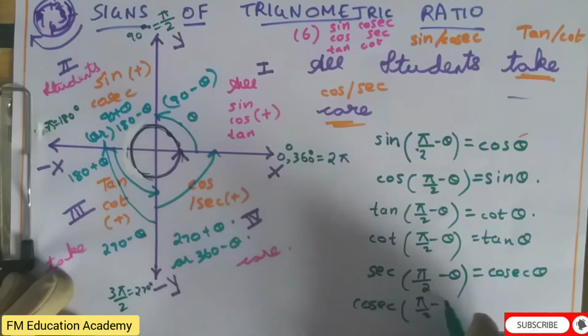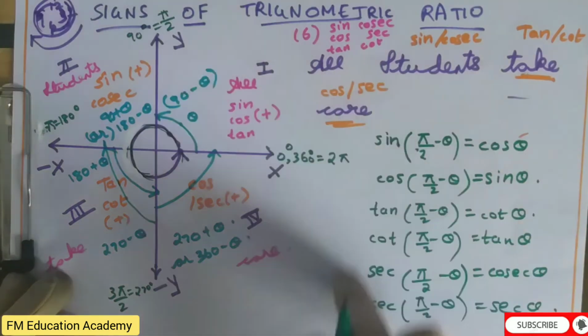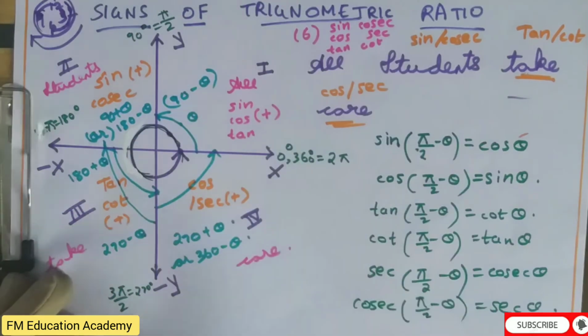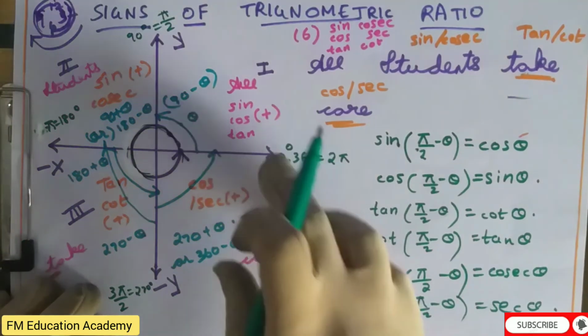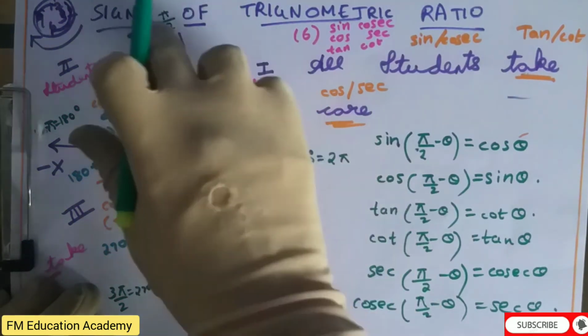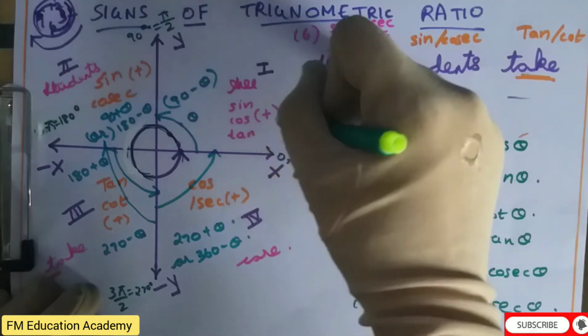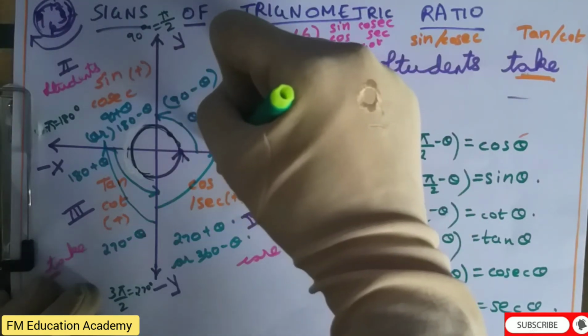It is again secant theta. We have this formula, right? So all will be positive when compared to 90 minus theta. Now coming to, if suppose we have more than 360. Again, if it is more than 360, where will it come? It will come in the first quadrant only.